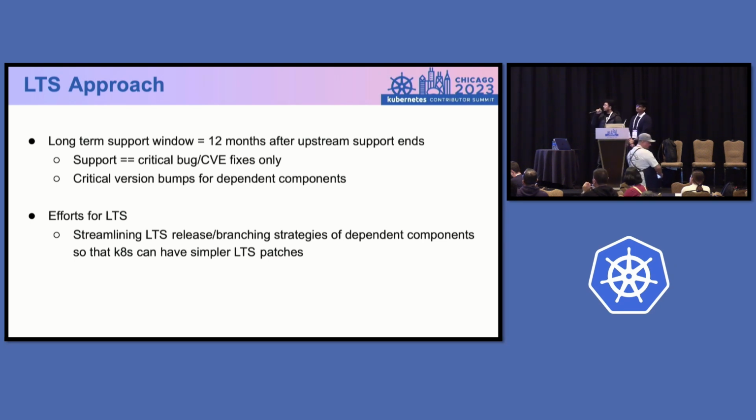Next is the effort for LTS: streamlining LTS release branching strategies for dependent components so that we can have simpler LTS patches. There should be defined branch strategies for dependent components. Not all follow a similar release cycle which Kubernetes follows, so it has become difficult to manage the LTS for those component releases, because not everyone in the community has the same defined approach. As a result, we should strategize and maintain these branches manually for simpler LTS patches.